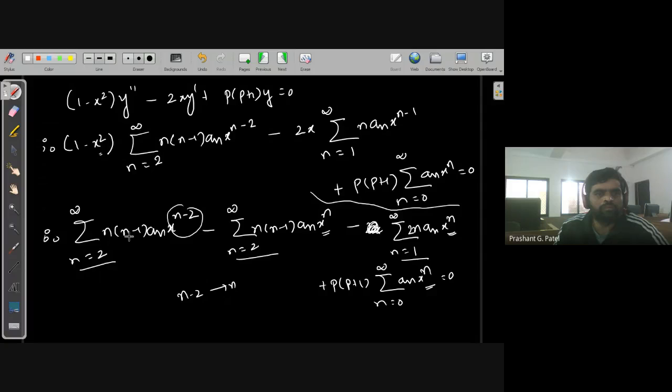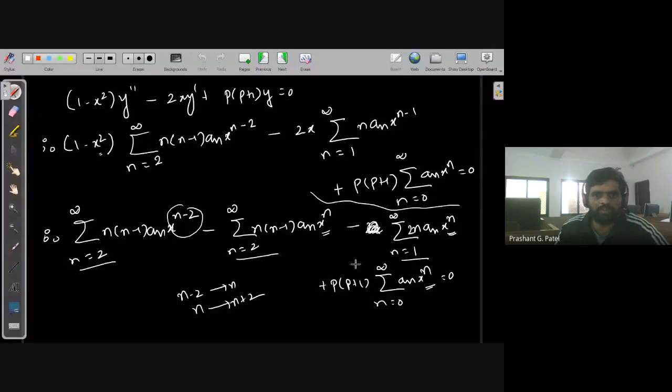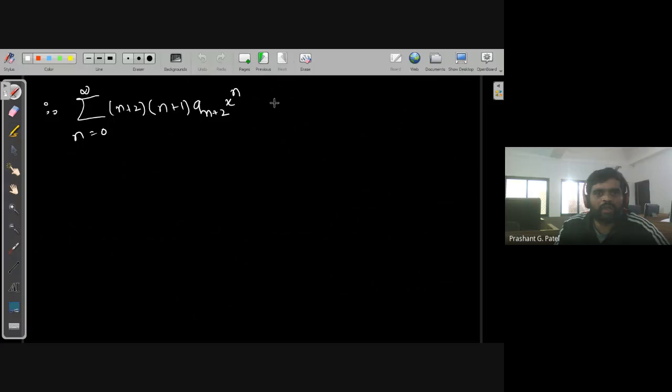Instead of n, we will have n plus 2 into n minus 1. So it is n minus 1 plus 1 plus 2. So it will be n plus 1 a n plus 2 x raised to n. And the other summation will stay as it is, so we can write that down as it is.